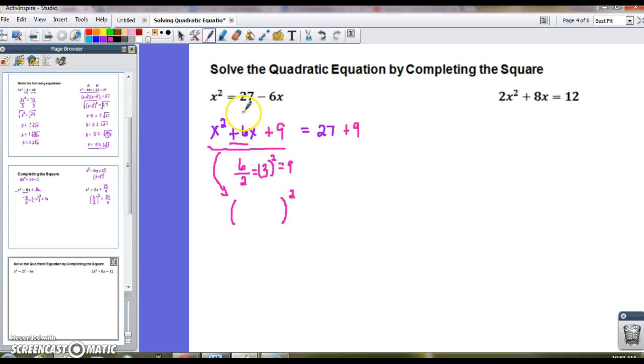I need two numbers that add to 6 and multiply to 9. Those numbers would be 3 and 3. So I can write this as (x plus 3) squared. Okay, so this is a really crucial step.